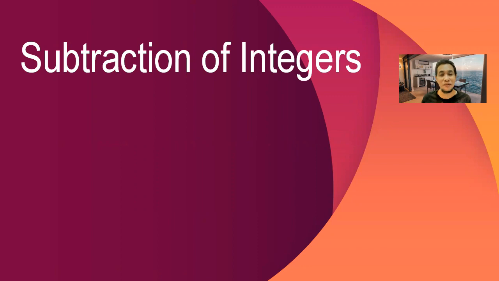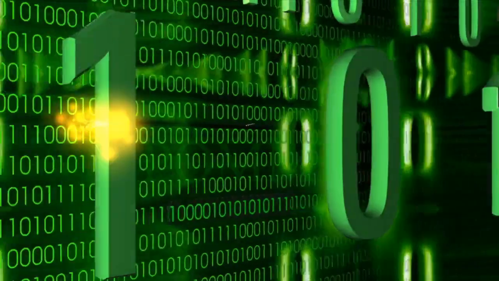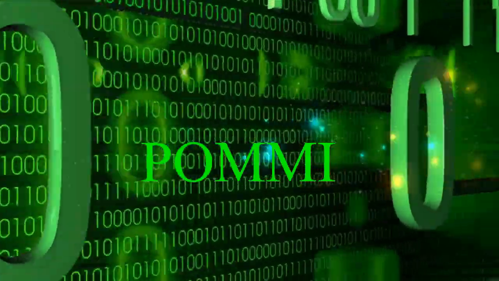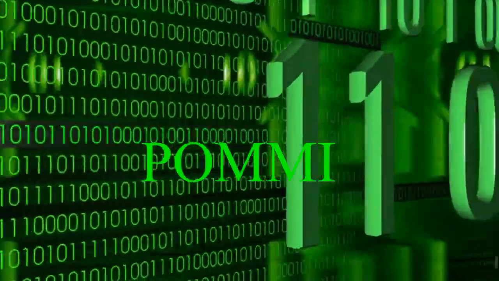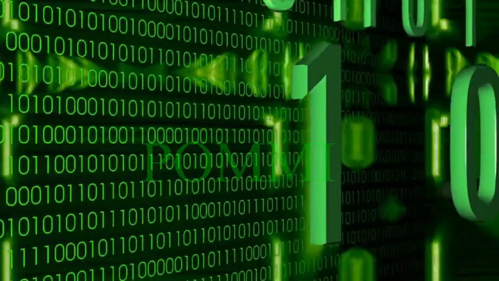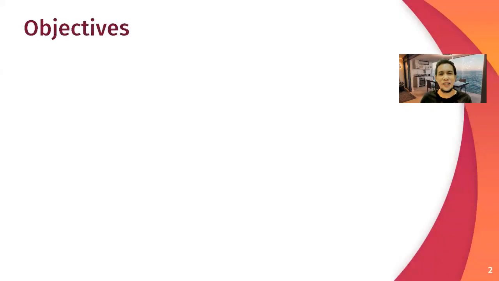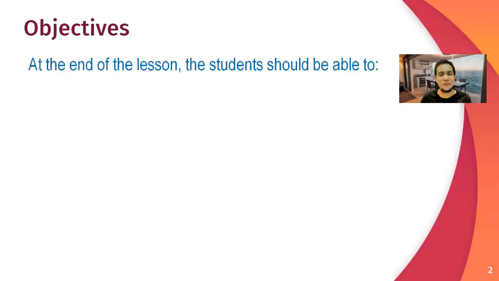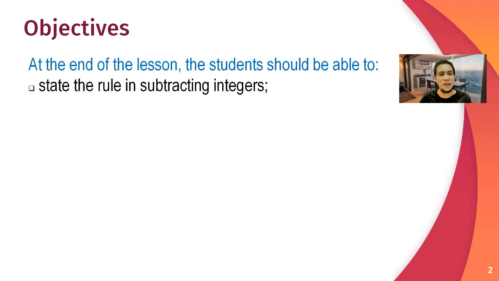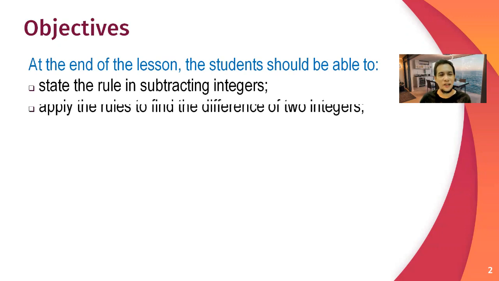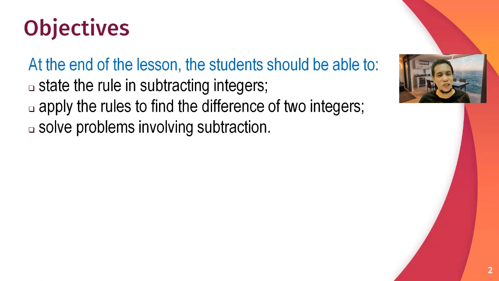It's all about subtraction of integers. And of course, we have some objectives. At the end of the lesson, the students should be able to, number one, state the rule in subtracting integers. Second, apply the rules to find the difference of two integers. Third, solve problems involving subtraction.